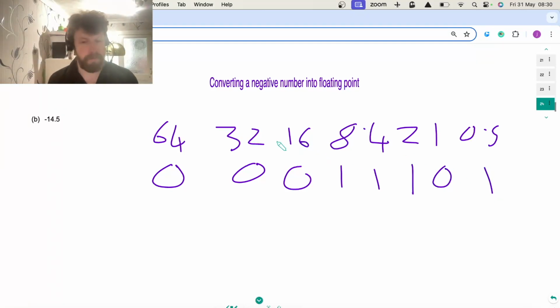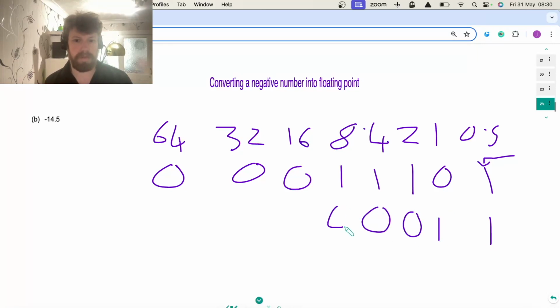Now, this is the different part. What we need to do now is 2's complement this because it's a negative number. So my little method is I go from right to left: everything up to and including the first 1 stays the same. So that's going to stay the same. Everything after it is flipped. So that becomes a 1, that becomes a 0, that becomes a 0, that becomes a 0, that becomes a 1, that becomes a 1, that becomes a 1. Okay, so that's step 2, which is different from the one that we've done before.